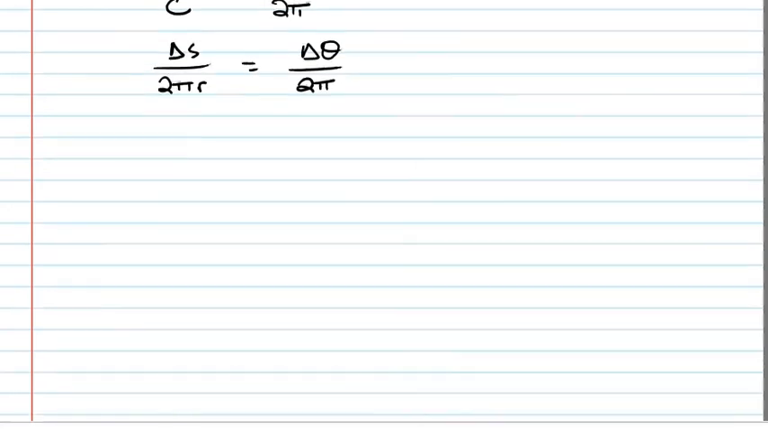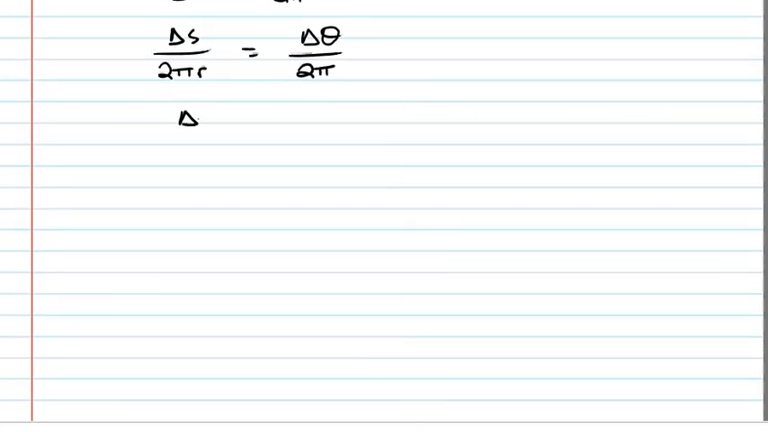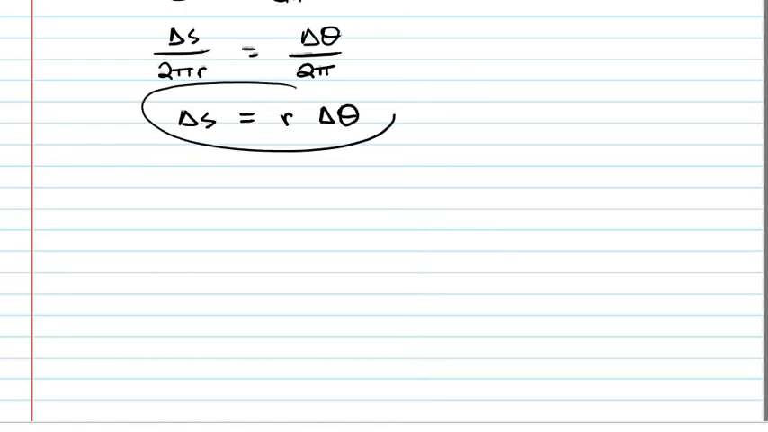And if we solve for the delta S, we'll end up with, well, multiply both sides by 2 pi r. The 2 pi's cancel out, and we're left simply with r delta theta. That's a good equation. We're going to make more formal use of it in another section, but this is just intended to introduce the idea of radians and how useful they can be.